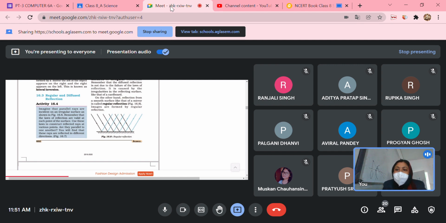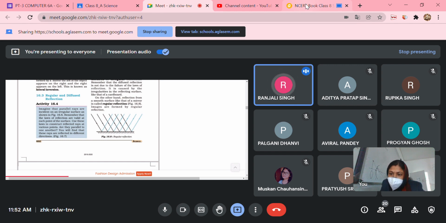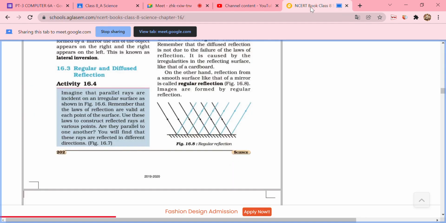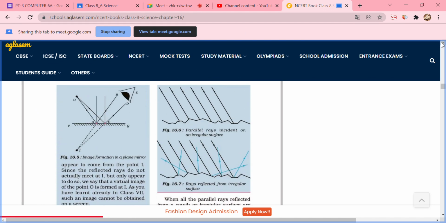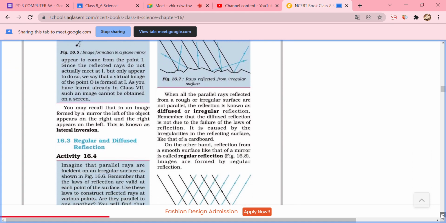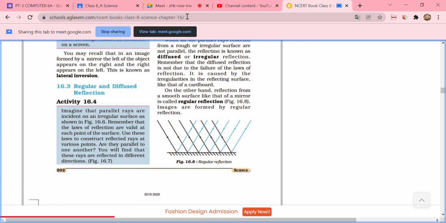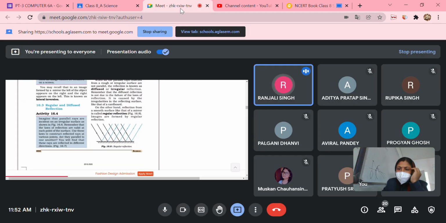Okay, now we are going to read about diffused and regular reflection. Okay, Ranjali, continue. Activity 16.4. Imagine that parallel rays are incident on an irregular surface as shown in figure 16.6. Remember that the laws of reflection are valid at each point of the surface. Use these laws to construct reflected rays at various points. Are they parallel to one another? You will find that these rays are reflected in different directions. When parallel rays reflected from a rough or irregular surface are not parallel, the reflection is known as diffused or irregular reflection. Remember that diffused reflection is not due to the failure of the laws of reflection.